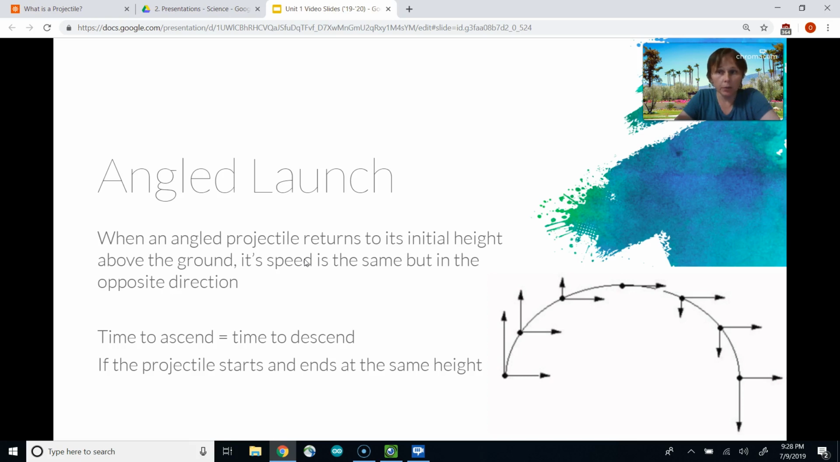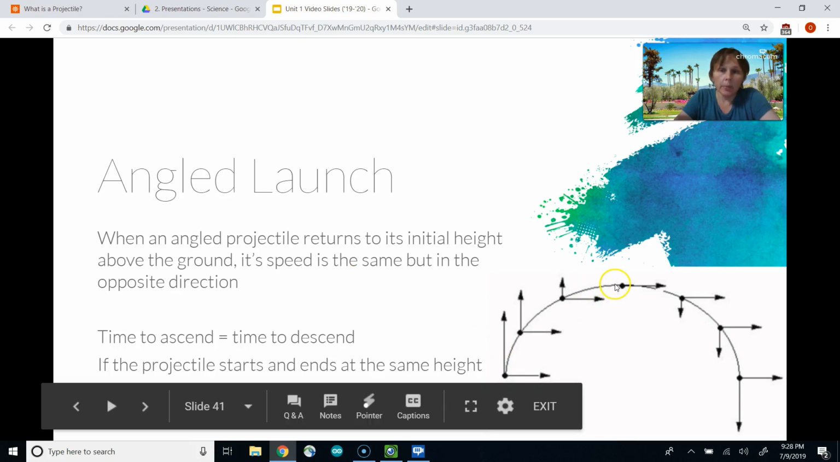And the second thing we want to remember, to apply to solving problems later, is that the time to ascend equals the time to descend in projectile motion, if the projectile starts and ends at the same height. So the time to go from here up is equal to the time to go from the highest point to the ground.